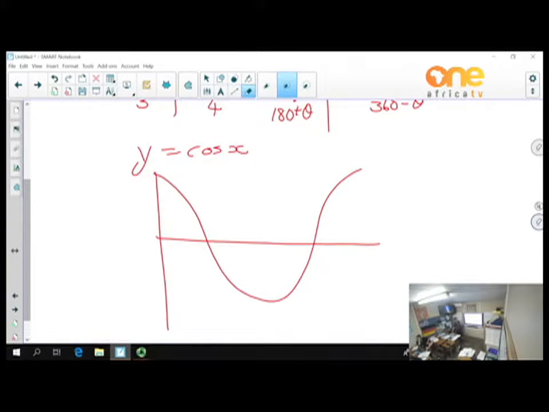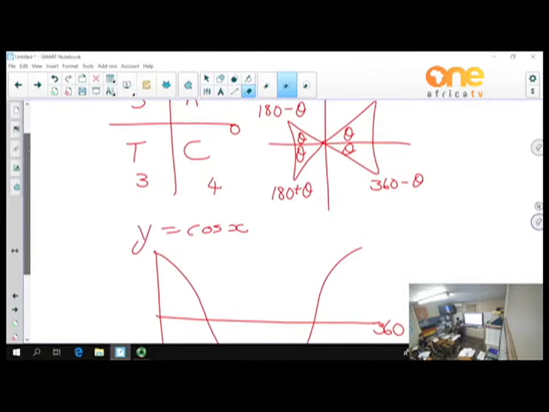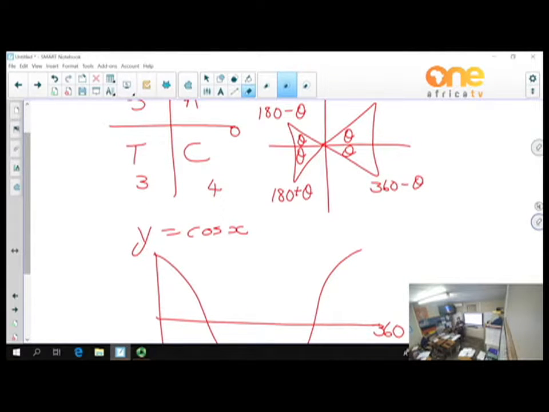Now they say between 0 and 360 degrees, this is where we've drawn this graph. Can you see this is like CAST and the butterfly story. They say between 0 and 360 degrees, find the value of x where cosine x is a half. Press your calculator: cosine x a half, 60 degrees. So the first answer is 60. I'm coming back to the second one.